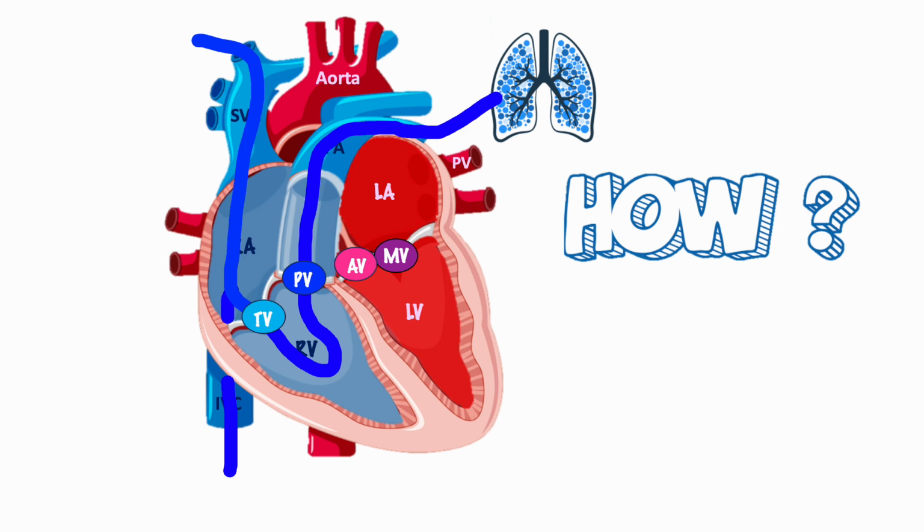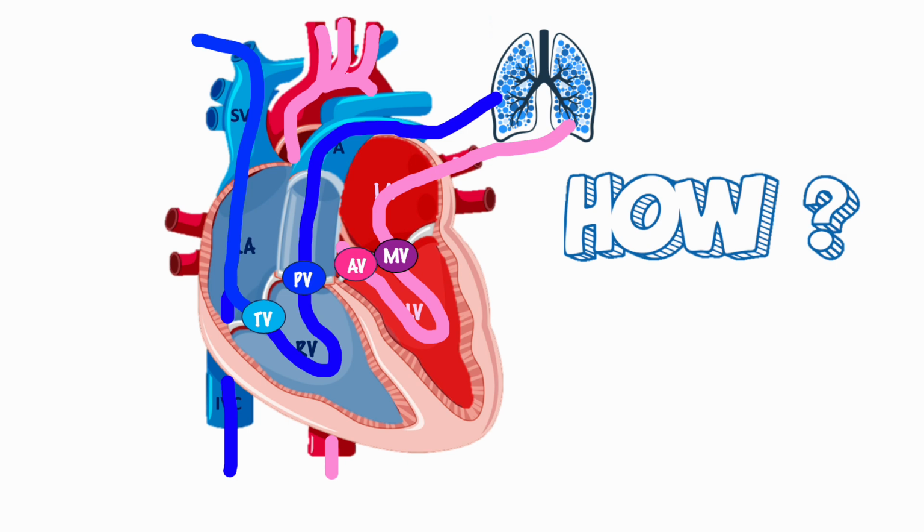Once oxygenated in the lungs, blood flows to the left atrium via the pulmonary veins. As the left atrium fills, the mitral valve opens and blood flows into the left ventricle, and as the left ventricle contracts, the mitral valve closes and the aortic valve opens, allowing blood to flow into the aorta to send oxygenated blood to the organs and tissues of the body.